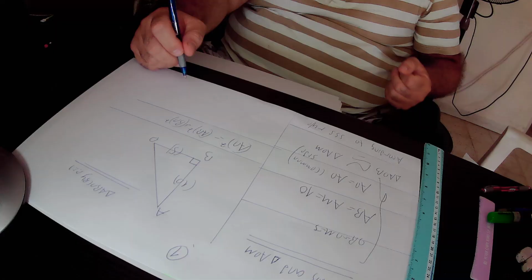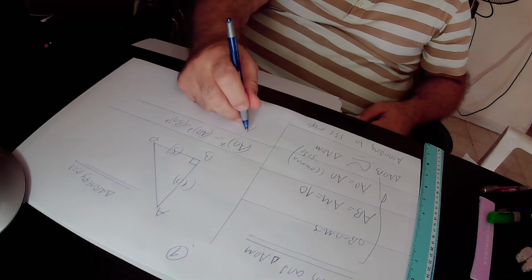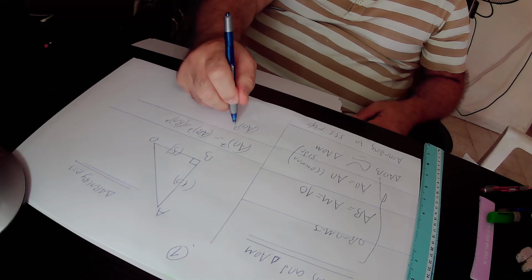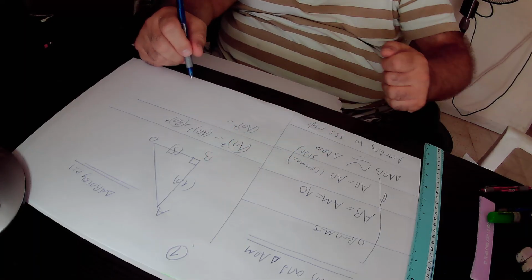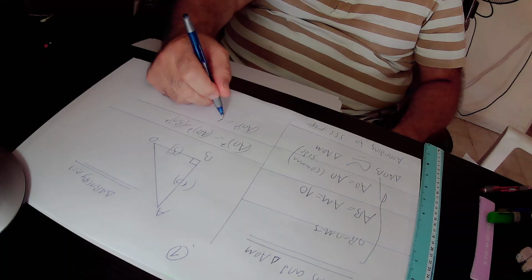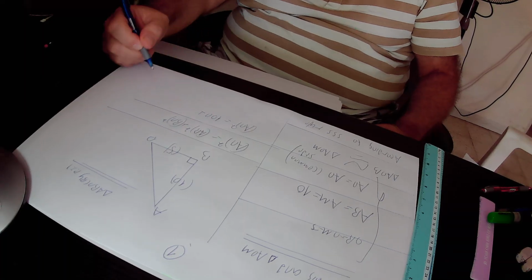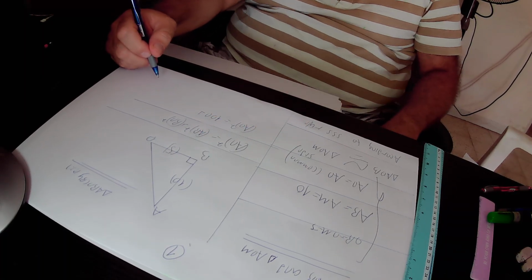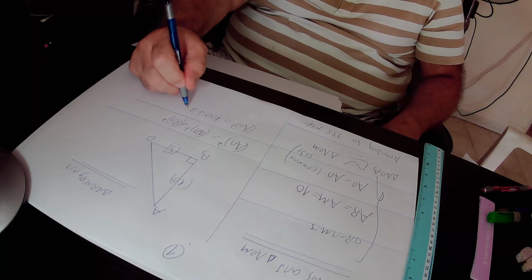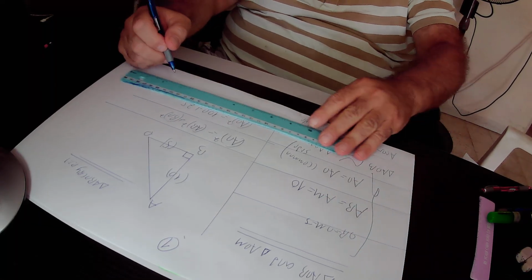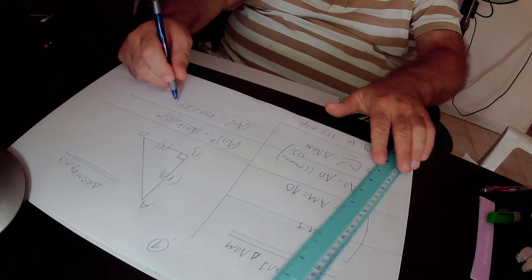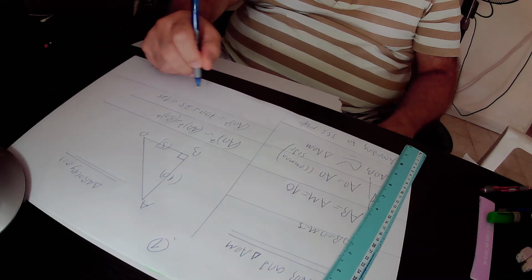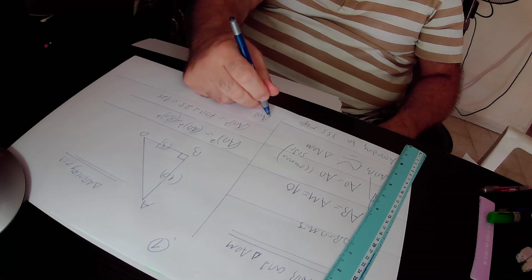AO is the missing side, so AO square equals AB square. AB is 10, therefore AB square is 10 squared, that is 100, plus BO square. BO is 5, therefore BO square is 5 squared, that is 25. So in total AO square equals 100 plus 25, that is 125.